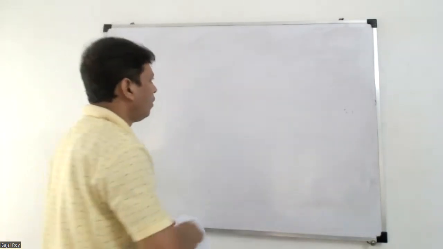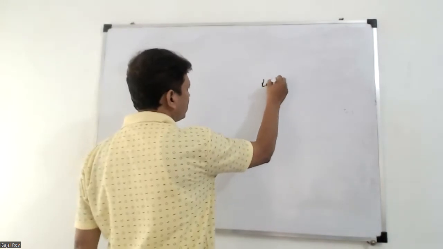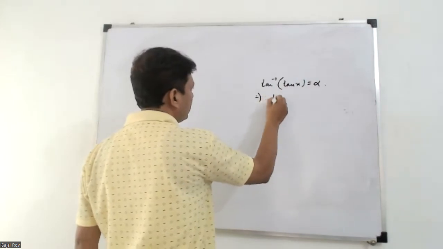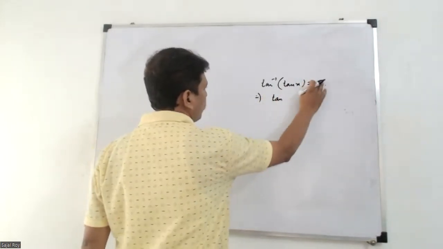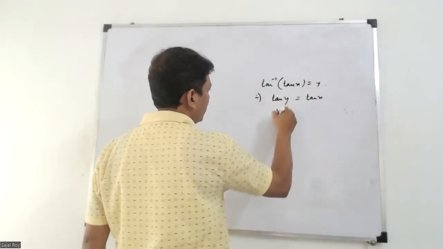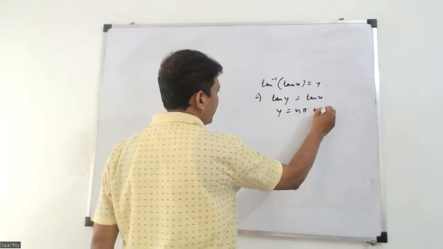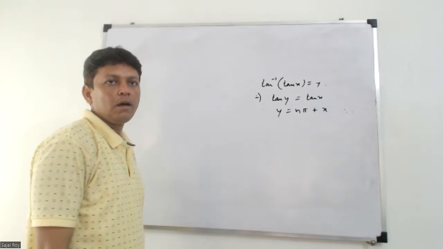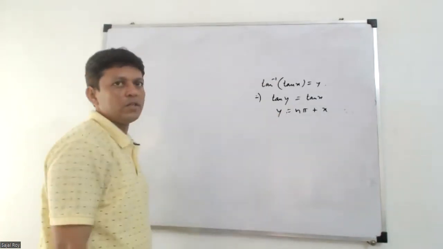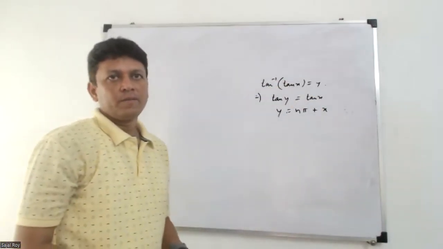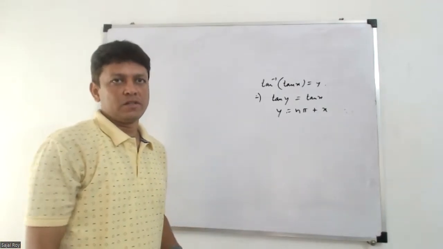Calculation. Tan inverse tan x equal to alpha. Then let it be y. Then tan y equals tan x. So y is equal to n pi plus x. Using these two, these general values will help you to draw the graph. This is the mechanical process.